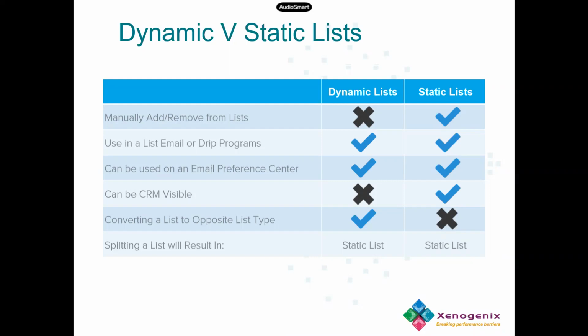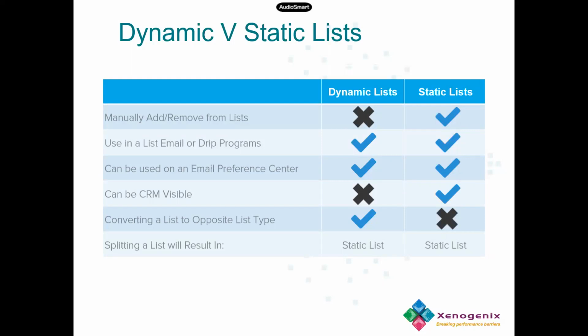You can, however, manually add to a static list. That's the whole point of a static list. You can use both types of list for both your email preference center and also for use in your list emails and your nurture programs and engagement studios. And you can convert a dynamic list to a static list.